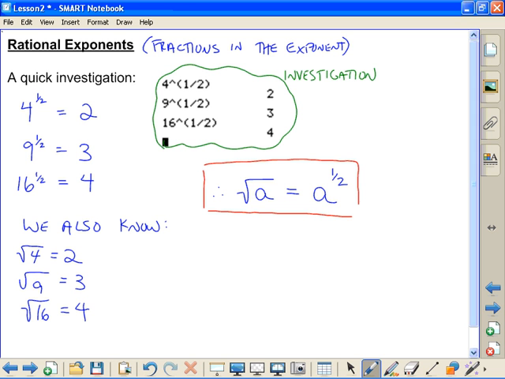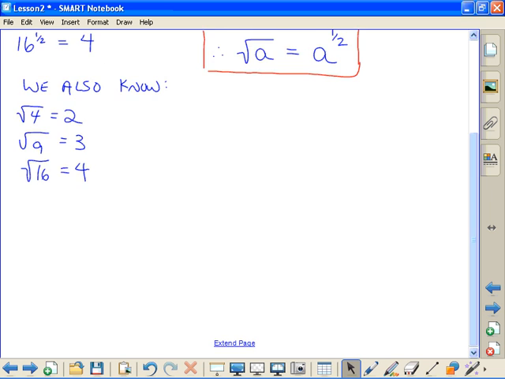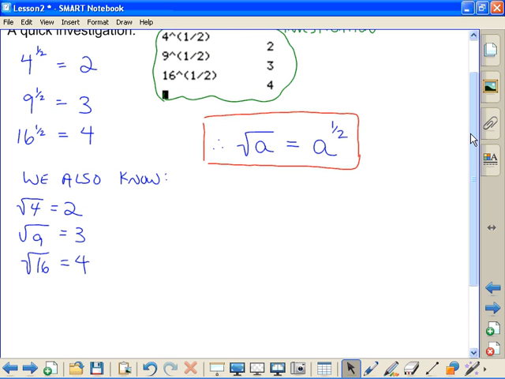Now what we need to do is extend this to the big picture, okay? Because we've got more than just a half as a fraction. We could have many, many different types of fractions. So we have to take it one step further, going another step.